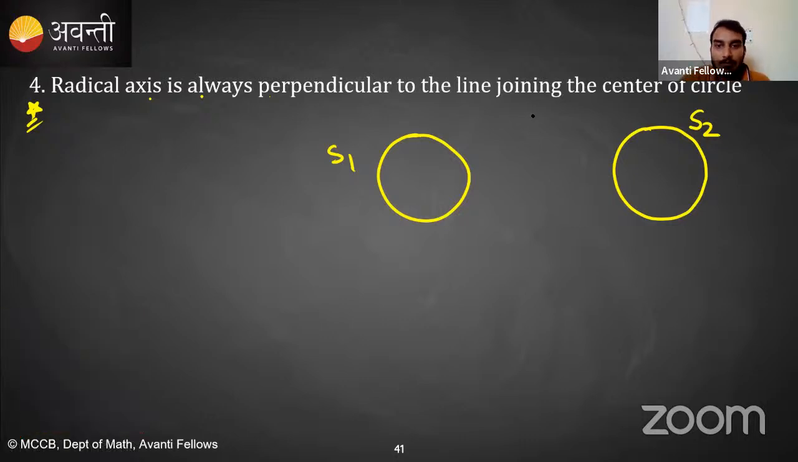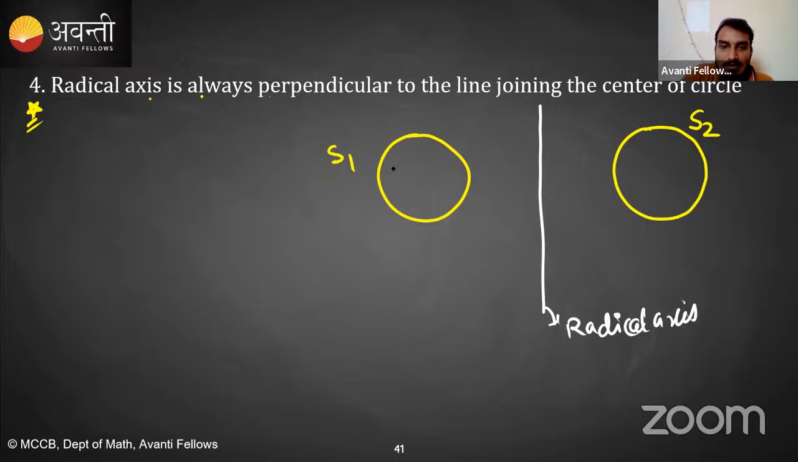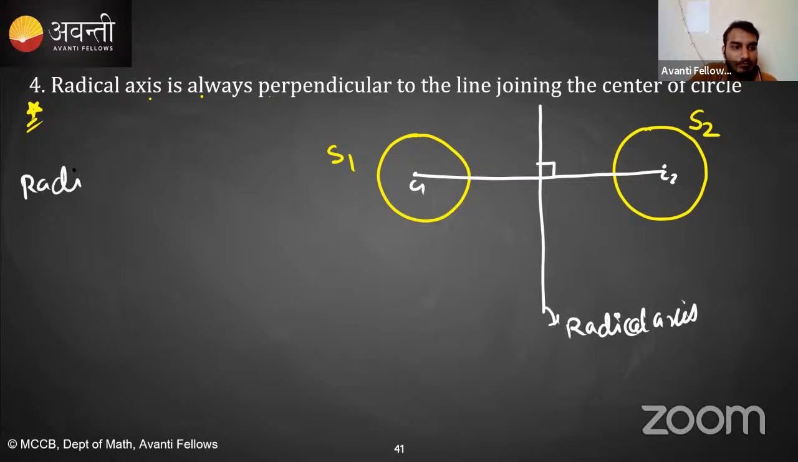So from the third property, we can say that the radical axis will be passing outside of the circle. So this is nothing but the radical axis. This is center C1, this is center C2. Now join C1 and C2. The radical axis is always perpendicular to the line joining the centers of the circles. Very important property. So this radical axis is perpendicular to the C1 C2 line.